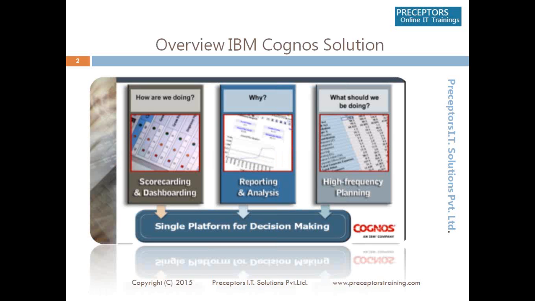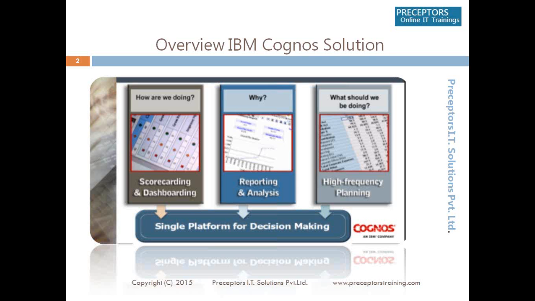So let's talk about the overview of the IBM Cognos solution as a whole. Talking about IBM Cognos, the way the product is pitched is: how are we doing, why are we doing, and what should we be doing. Basically, it's an enterprise solution where the focus is predominantly on corporate performance management.